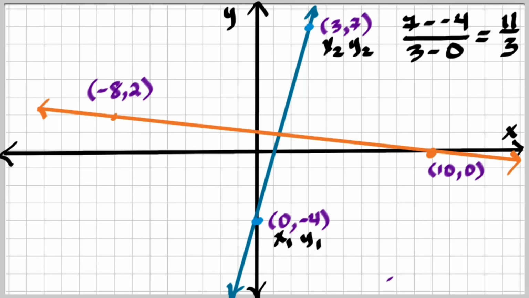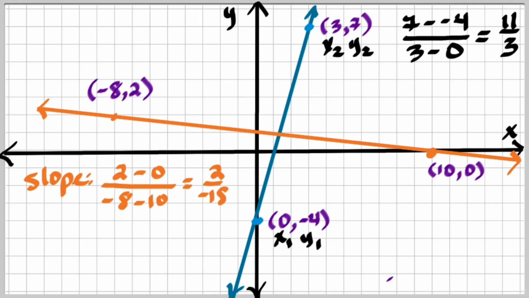On the other hand, if I wanted to calculate the slope of the orange line, again, when I start with the difference in the y values, it's up to you where you want to begin. If I start with my 2 and I subtract the 0, notice that both of those are y coordinates on the orange line. I must begin with the -8 and subtract the 10. When I do so, I'm going to get 2 over -18, which reduces to -1/9, and my slope is once again negative because my line is decreasing.